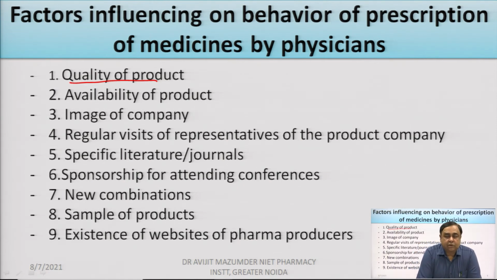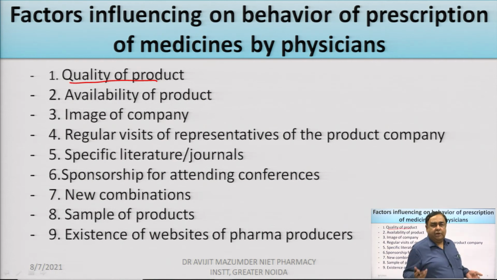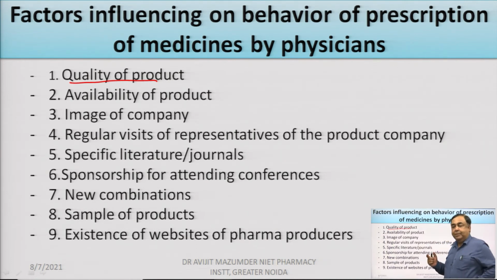Next is whether the product is available. The physician will see whether it is a product available in the nearby retail outlets. So, for example, if he is writing a prescription and frequently the patients are reporting that they are not getting that product, automatically a time will come when the doctors will stop writing that particular drug. In fact, that is the reason why availability of product is very important. You have to see that your product is available at all the retail outlets nearby. The third important factor is the image of the company.